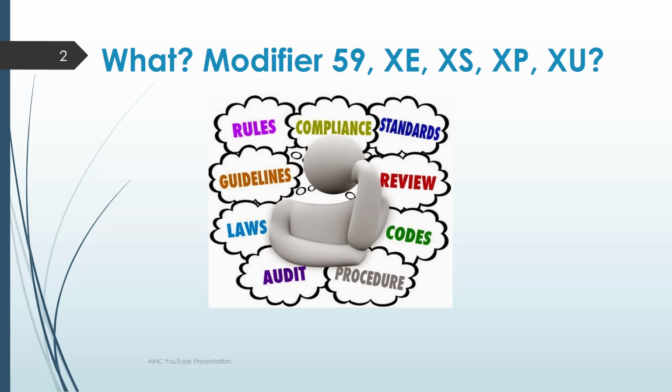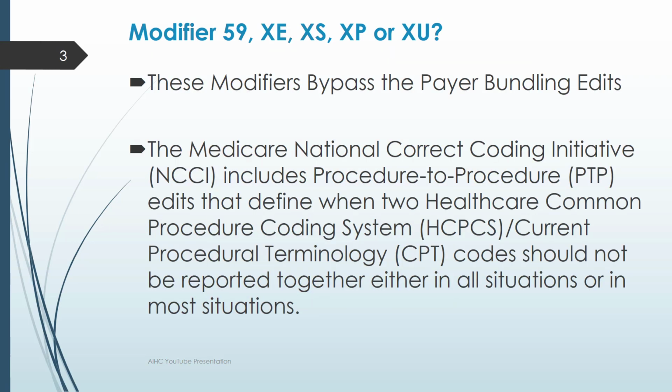First, we'll define each modifier, then discuss the difference between using Modifier 59 versus one of the X modifiers. All these modifiers are related to the National Correct Coding Initiative, better known as NCCI, and are used to unbundle services that are typically included in another, more major service.